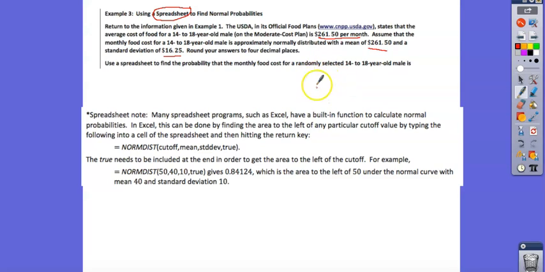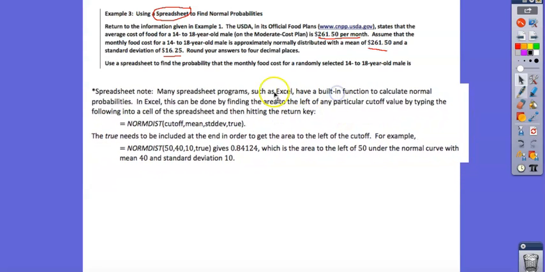Okay, they're going to want you to find probabilities, and this time they want you to use a spreadsheet. So the only thing I'm going to tell you about this, because I don't know who has it, okay, is that many spreadsheet programs have a built-in function to calculate normal probabilities.